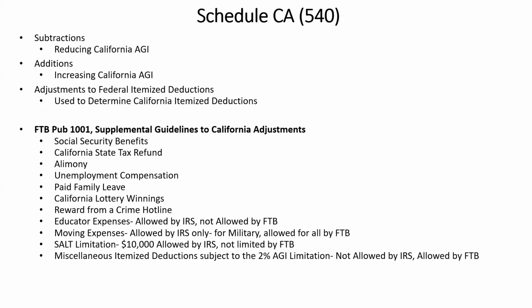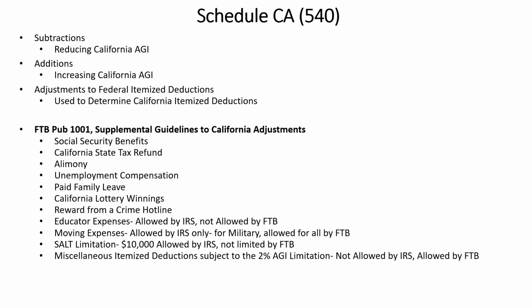So for example, when you're talking about a subtraction, an example would be, and this is done automatically by the software, unemployment compensation. You're going to report it on your federal return, and the software will subtract that from the California return because unemployment compensation is not taxed by the state of California.